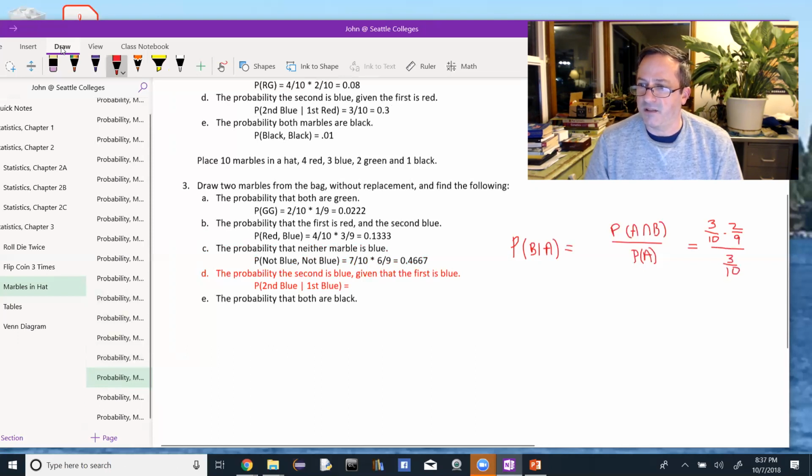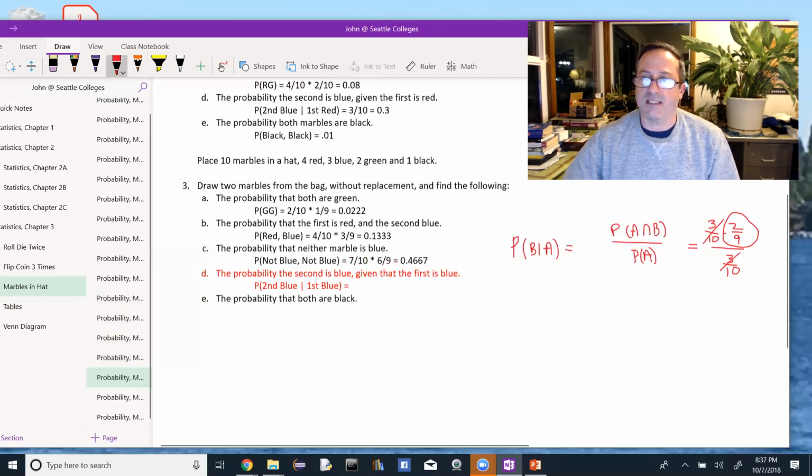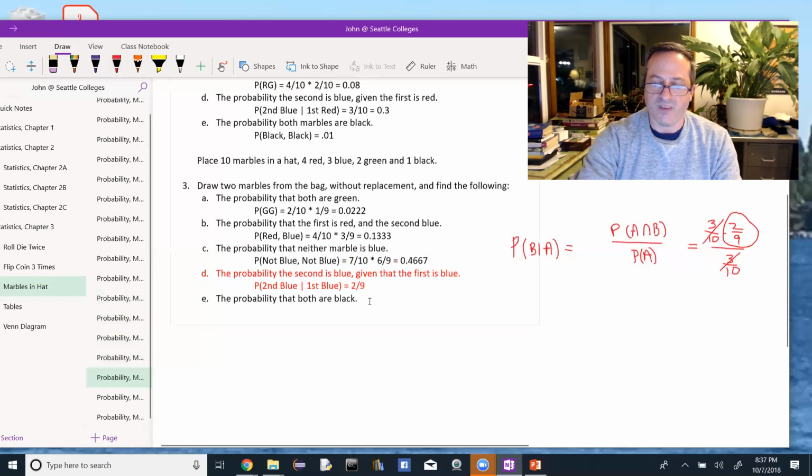You can see, similar to the last problem, this probability that the first one is blue is canceling out, and we're left with, well, in this case, it depends on the fact that we took a blue one out already, but the probability is 2 out of 9, because those 3 out of 10s cancel out. So not the same. In the first one, it was still 3 out of 10 because we put the red one back in. In this one, we take a blue one out. There's only 2 blue left, out of 9.